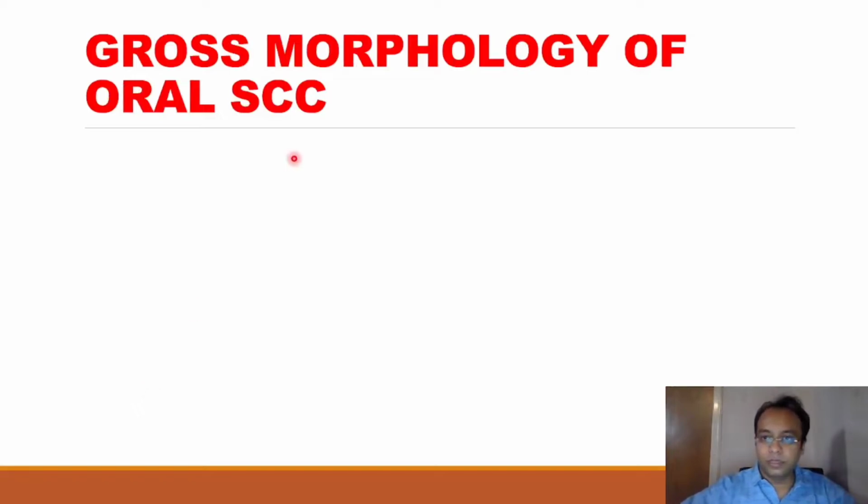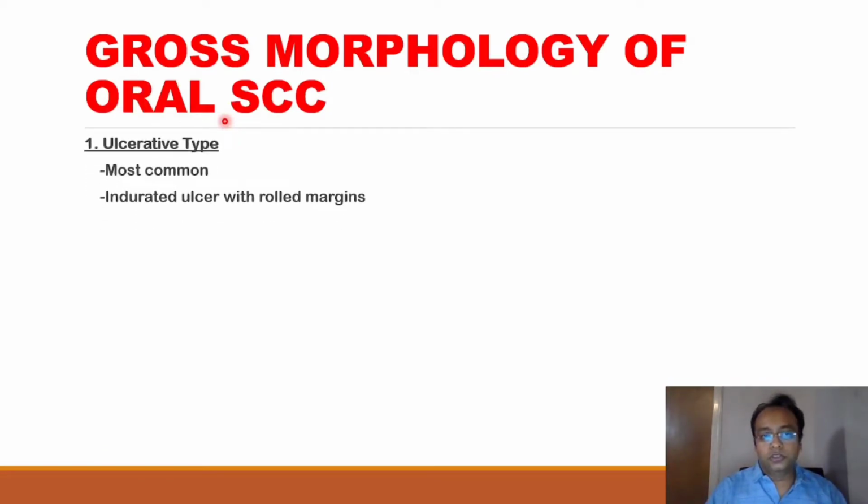All right. Now, what is the gross morphology of oral squamous cell carcinoma? How does it look grossly? Grossly, squamous cell carcinoma in the buccal mucosa or in any area of the tongue or palate can present in four ways. One is the ulcerative type, in which the patient develops an ulcer. It is the most common presentation, right? The patient complains of a non-healing ulcer since a long time, which is indurated, right? Painful sometimes, and with a rolled-out everted margin.